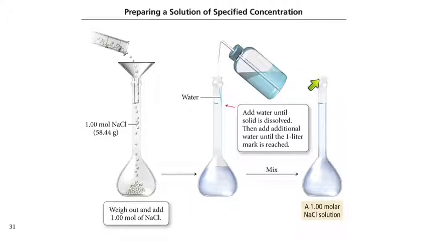Then you need to stopper it, and I'll show you how you hold the neck and the stopper with your thumb, and then you have to invert it 20 times to thoroughly mix it. But then you have a 1 molar solution. So the 1 molar means there's 1 mole of sodium chloride in 1 liter of solution. Any questions?